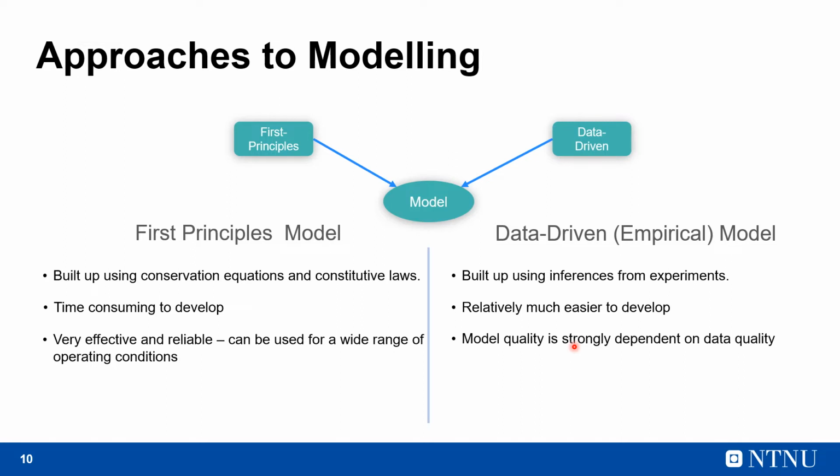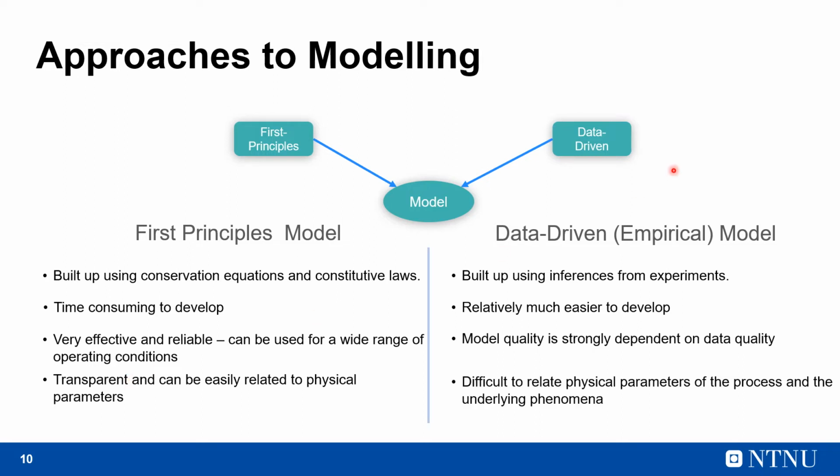The data-driven model is strongly dependent on the data quality. Say you have been driving a car your whole life and suddenly someone gives you a truck to drive, then you will not be able to drive the truck in an optimal way in the beginning because your data quality is low. The first principles model is transparent and can be easily related to physical parameters. The data-driven model is difficult to relate to the underlying phenomena.